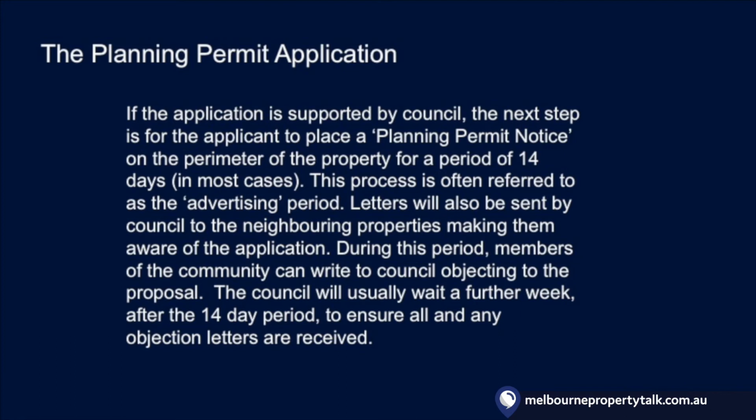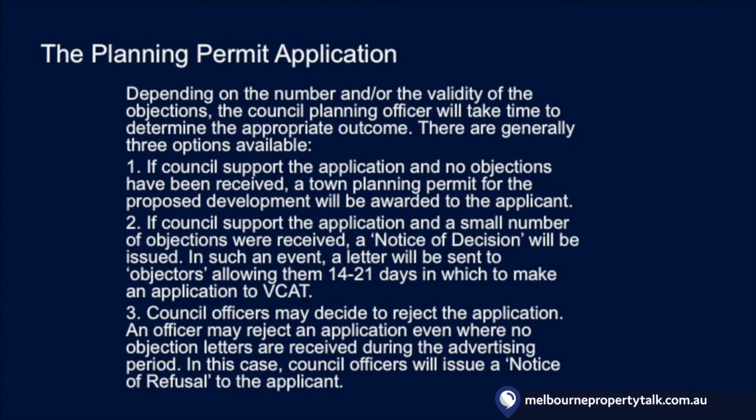The council will usually wait a further week after the 14-day period to ensure every objection letter is received. Depending on the number and/or validity of the objections, the council planning officer will take time to determine the appropriate outcome. There are generally 3 options that are available. Number 1, if council support the application and there are no objections, a town planning permit for the proposed development will be awarded to the applicant.